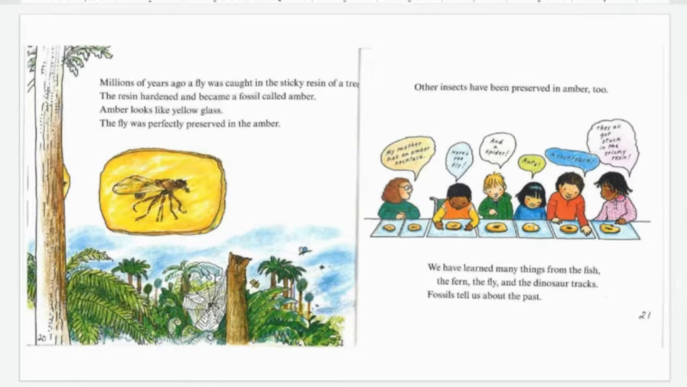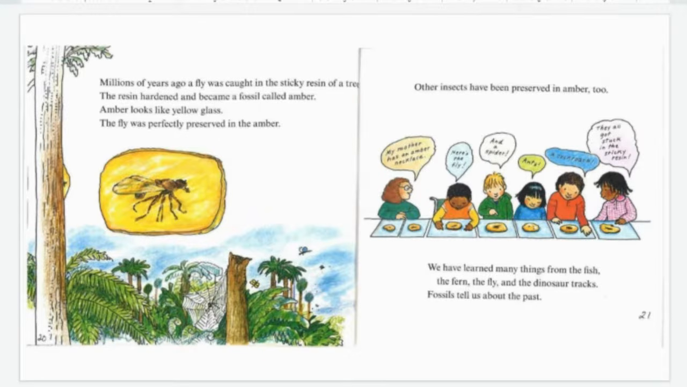Millions of years ago, a fly was caught in the sticky resin of a tree. The resin hardened and became a fossil called amber. Amber looks like yellow glass. The fly was perfectly preserved in the amber. Other insects have been preserved in amber too. We have learned many things from the fish, the fern, the fly, and the dinosaur tracks.